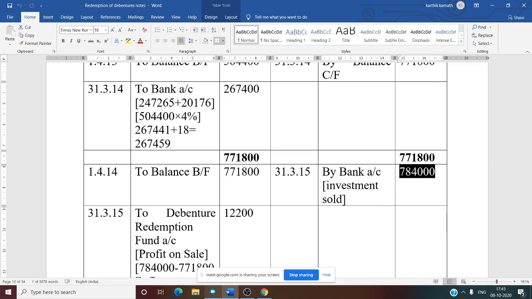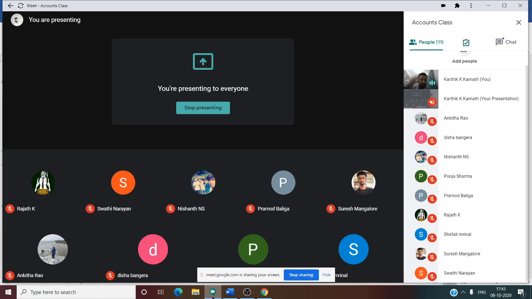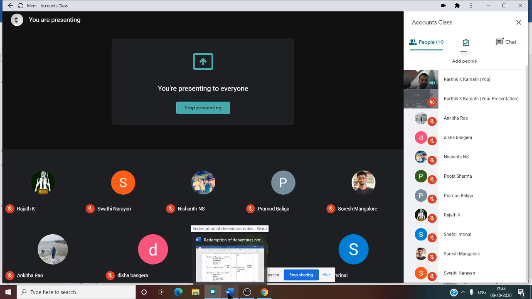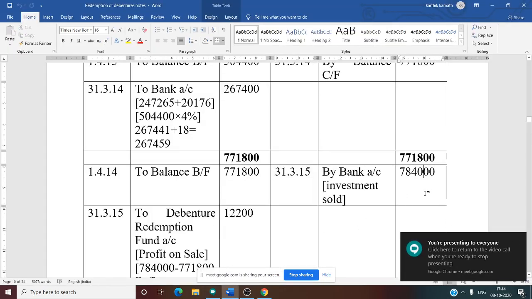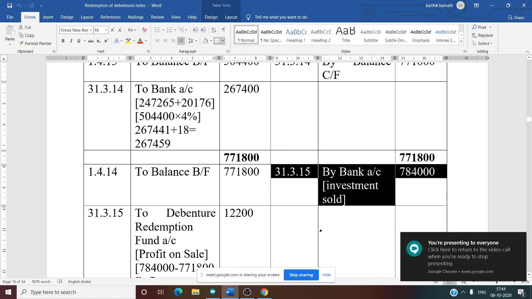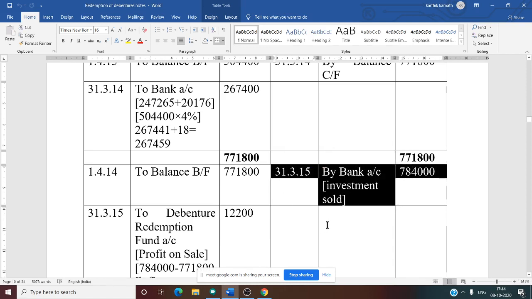So what is the journal entry when investments are sold? Cash comes in, so bank account debit, and investment goes out. That means DRFI account balance reduces. So bank account debit to DRFI account when investments are sold. That is the journal entry. See this. By bank account, investment sold, 7,84,000. Okay. So now we need to find whether there is a profit or loss.